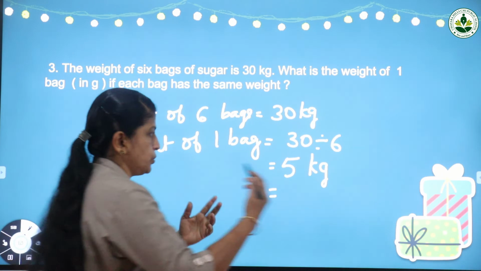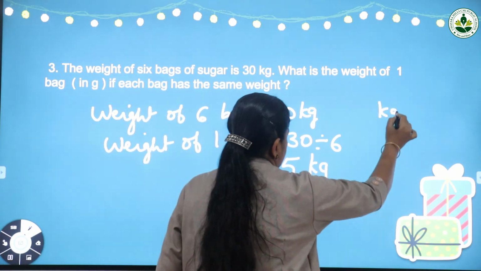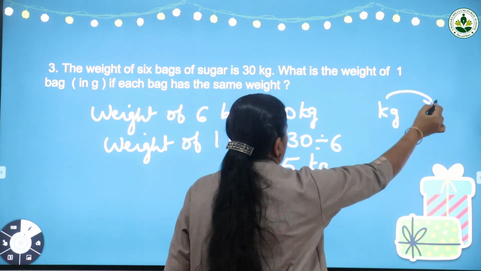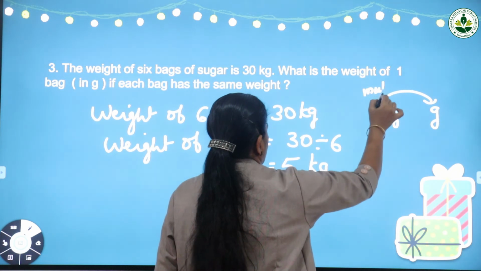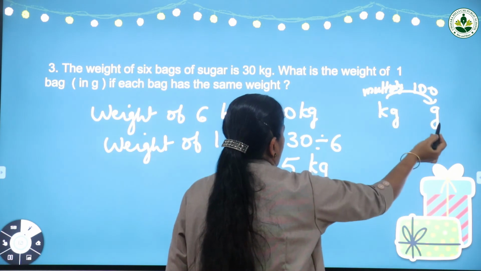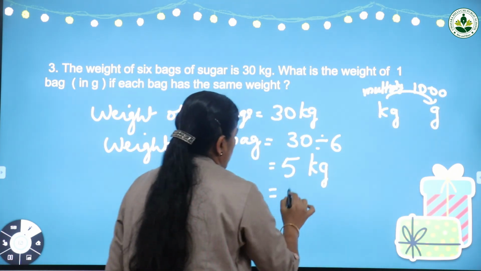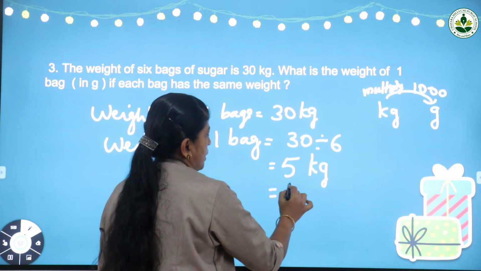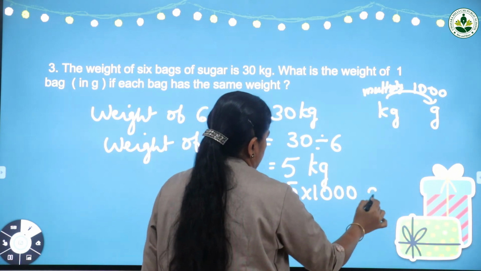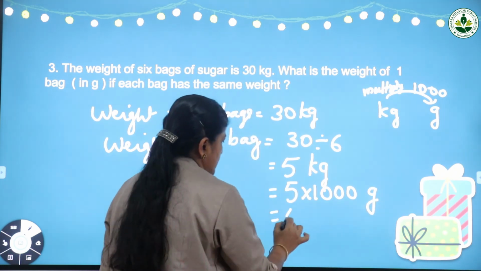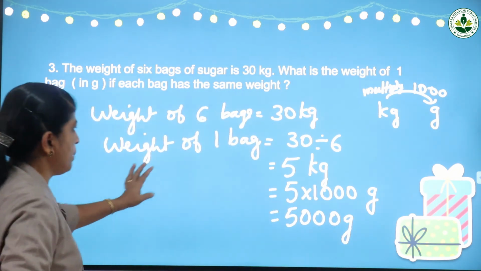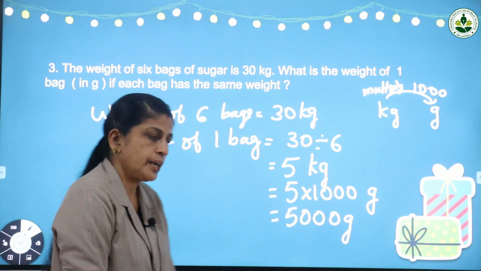How can we convert? To convert that, you write the units in descending order, kilogram and gram. To convert kilogram to gram, what should we do? Multiply by 1000. Kilogram to gram, multiply by 1000. Therefore, to convert 5 kilogram to gram, multiply 5 into 1000. 5 into 1000 is 5000 gram. Therefore, weight of one bag is equal to 5000 gram.